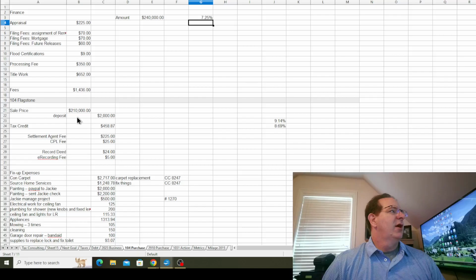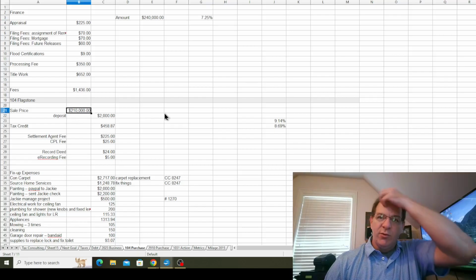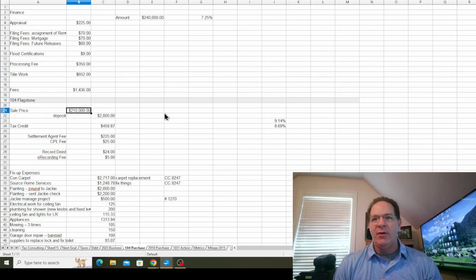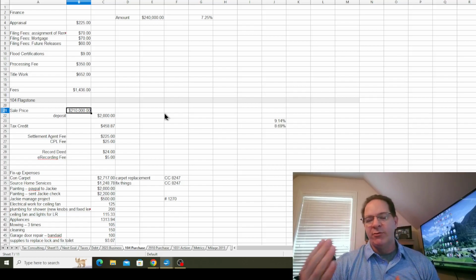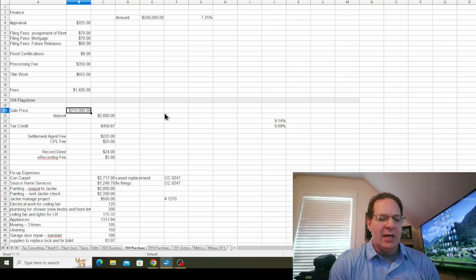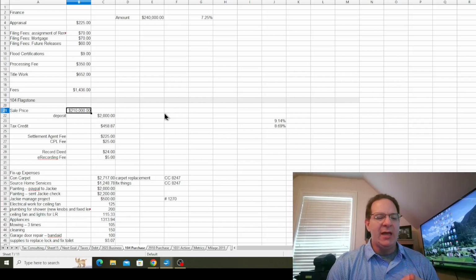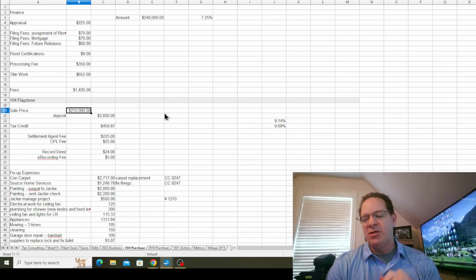Here are the numbers. Sale price was $210,000, and what happened on this house was I put an offer in for the exact asking price. They got an offer that was much higher because the market's still pretty hot, and that offer fell through. They said they had a roof inspection and they had some problem with that, and they had a plumbing inspection and had some problem with that.